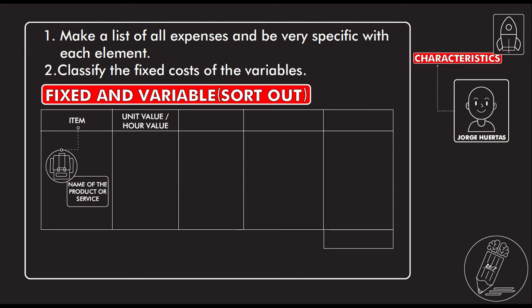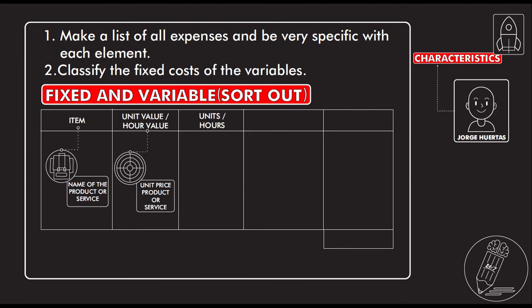Here you have two options. You can put the unit value or the hour value. Why? When you are starting a business or a startup, perhaps you don't have enough money to hire someone for all the time. But maybe you can hire someone for a couple of hours. You need to know the value of those hours. Also, if you are buying a specific resource, you need to put the unit, how much just one unit costs. So that is the price of the product or service.